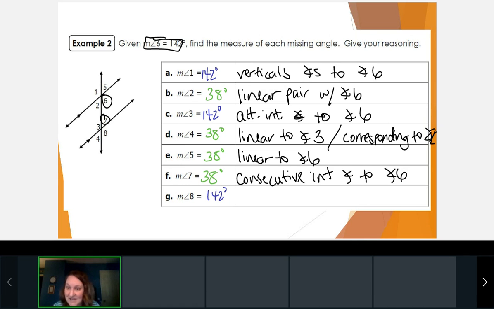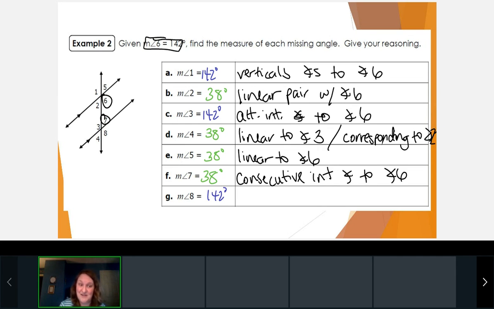Yes, a lot of you wrote consecutive interior. Good job. I try to relate them to angle 6, and the reason is because that's given to me, and I know I didn't mess that up, right? Maybe you did 180 minus 141, and now you have the wrong answer for half of them just because you typed something wrong. At least I know that angle 6 is not wrong. So that's why I keep relating it to angle 6.